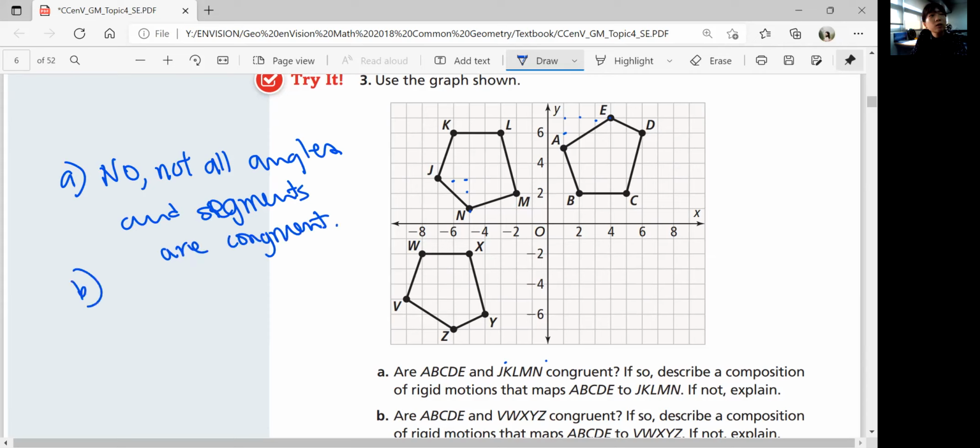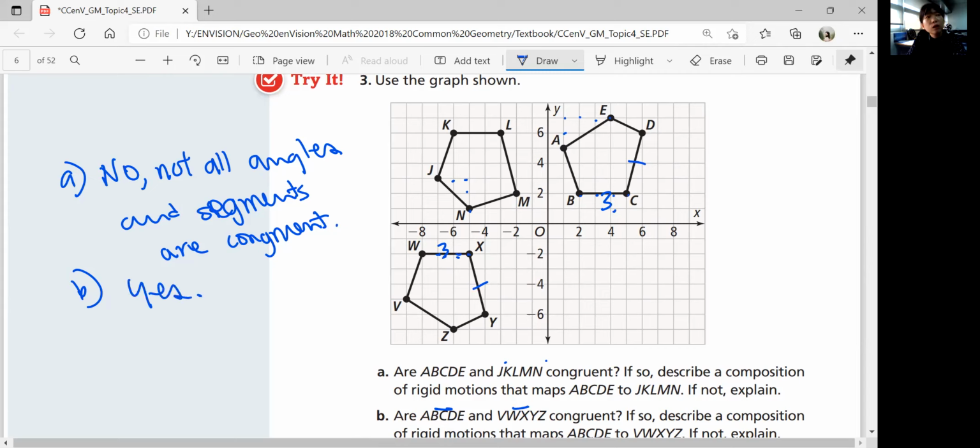Okay, what about ABCDE to VWXYZ? Let's look at BC because it's easier to count. 1, 2, 3 units. BC corresponds to WX, 1, 2, 3, 3 units as well. Check other sides. CD to XY. Yeah. And if you check all other sides, they're all congruent, and all the corresponding sides and angles are congruent. So they should be congruent.